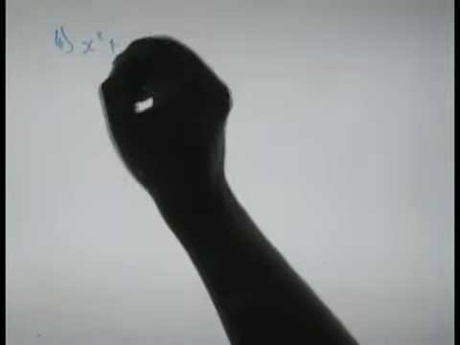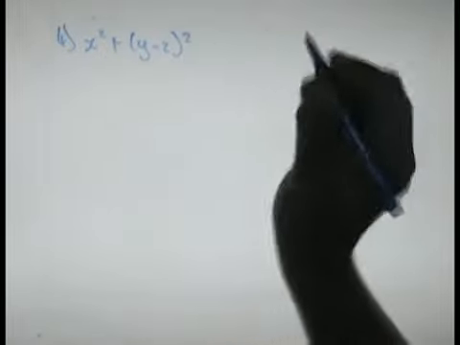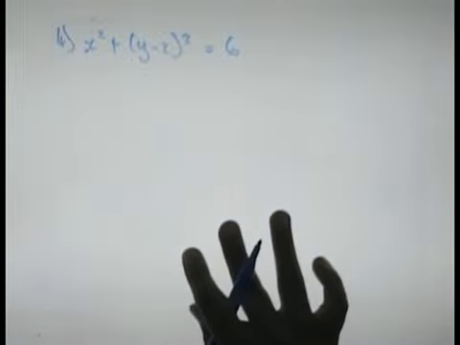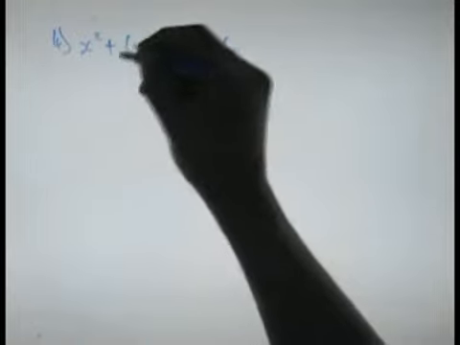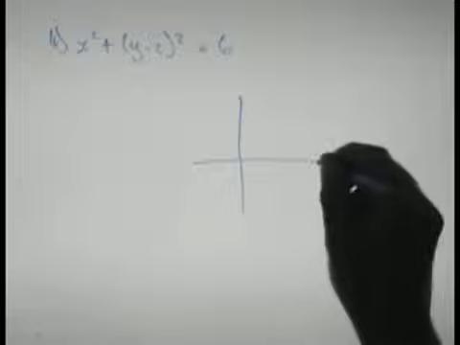Number 4 reads x squared plus (y minus 2) squared is equal to 6. Now most of you would be thinking, how do we get this into standard form? Believe it or not, this one is already in standard form.